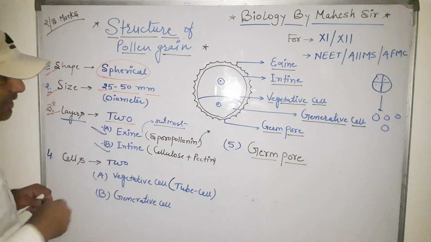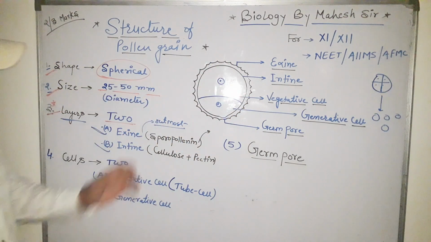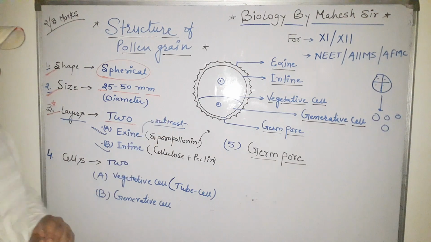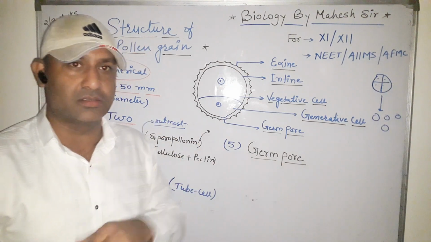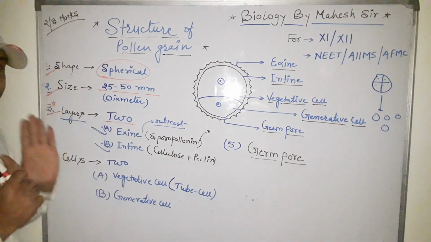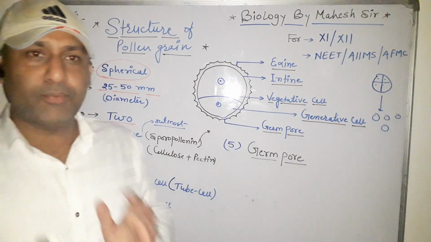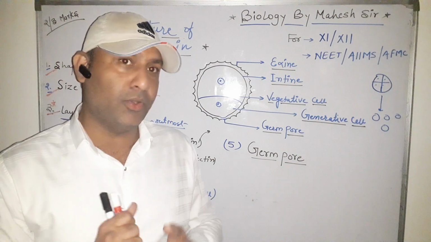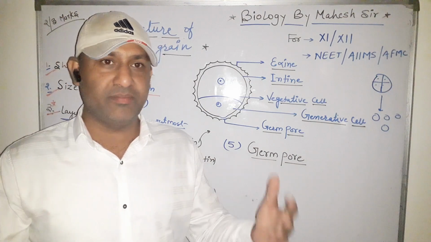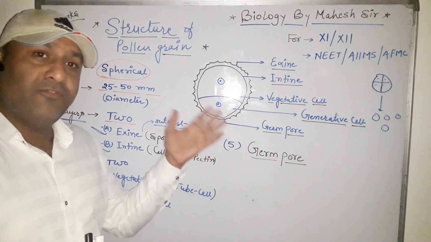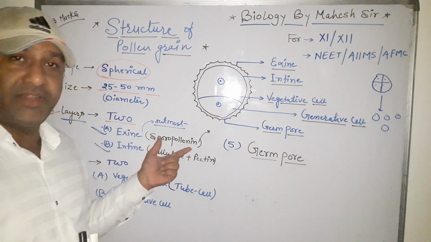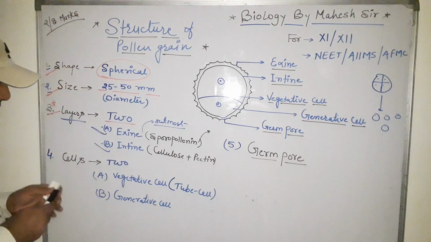It is unable to be degraded by any kind of chemical, physical or biological factors. So that is about exine. The function of exine is to protect the pollen grain and preserve it. If the pollen grain is unable to germinate, sporopollenin preserves the pollen grain for a long time. So it is a good preservative. Now that is about exine.